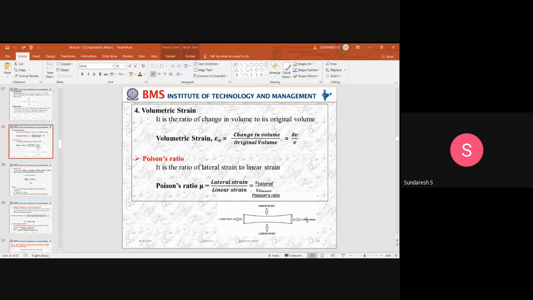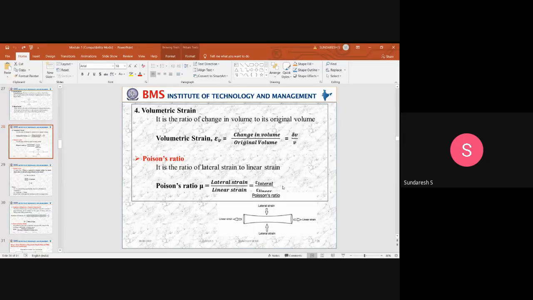This is the linear strain which is taking place along the longitudinal direction, and this is the lateral strain. The term which relates lateral strain to the linear strain is nothing but the Poisson's ratio. So Poisson's ratio is the ratio of lateral strain to the linear strain. It is a ratio of two strains, and since it is a ratio of strains, it does not have any units.